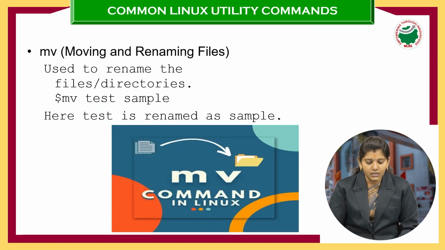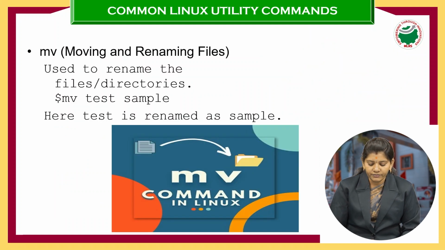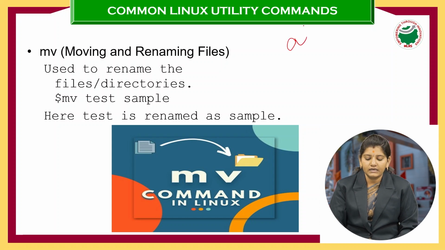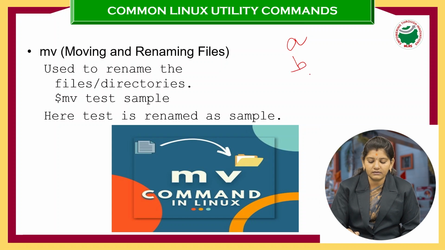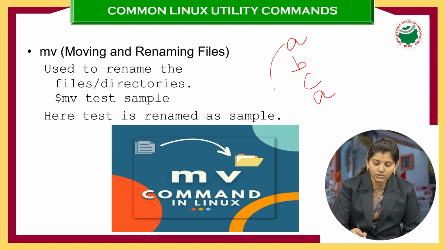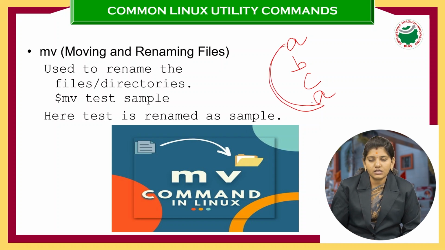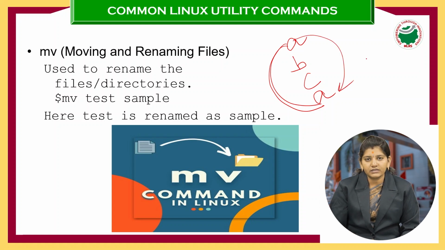And the next one, the moving command, for moving or renaming files. If you have different files, say the first file named A, the second named B, the third named C, and the fourth also named A, then both have the same name. So here it shows that the same name is allocated, and we have to change the name of the file. For that purpose we use the mv command.